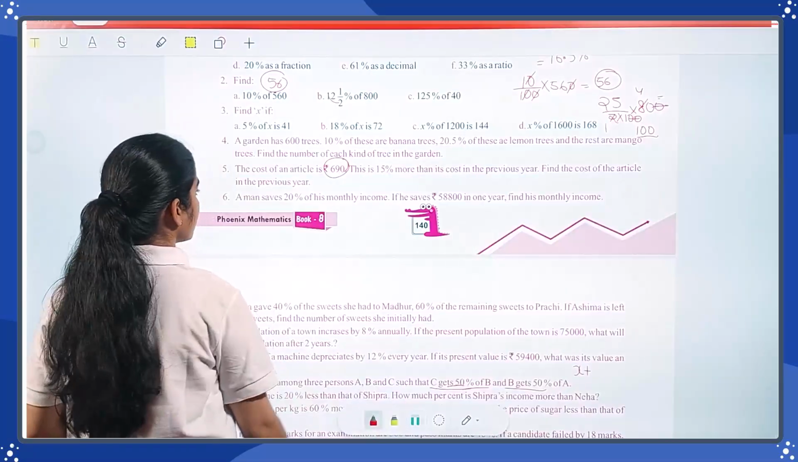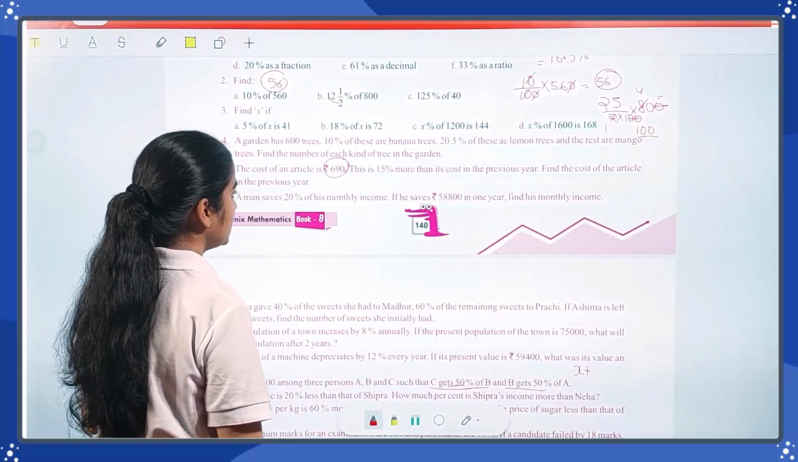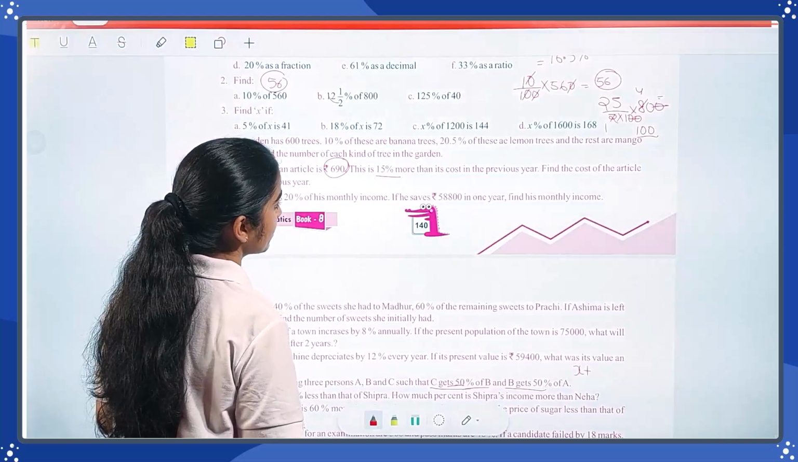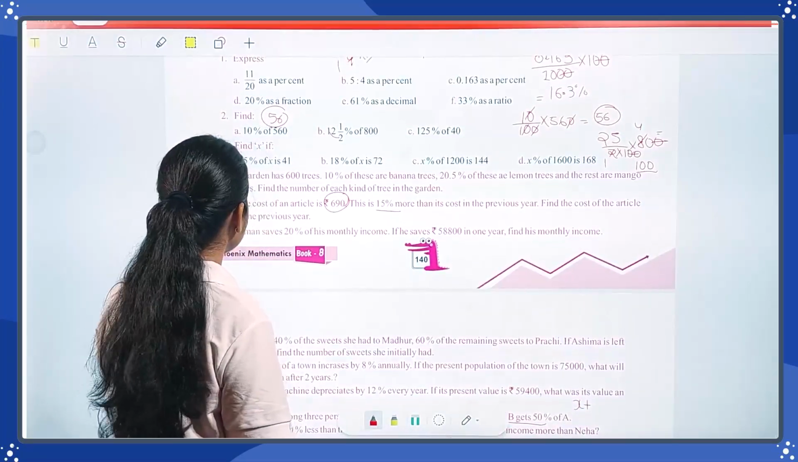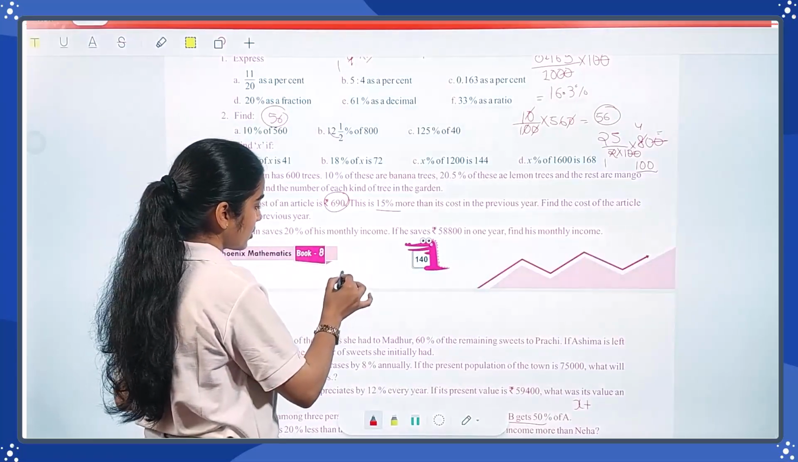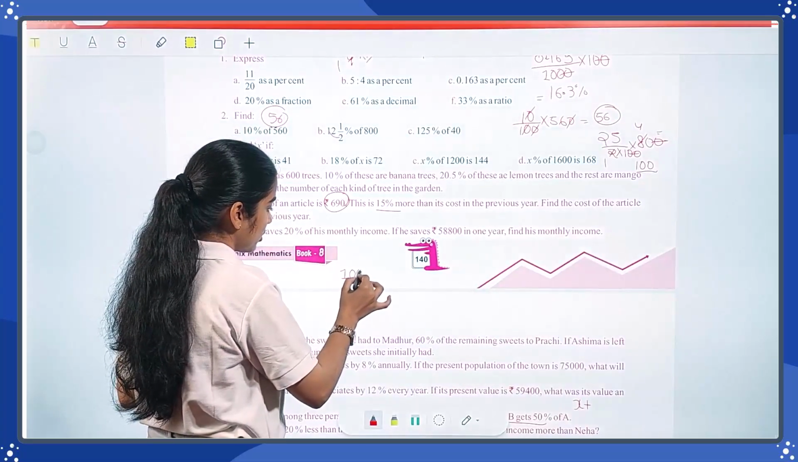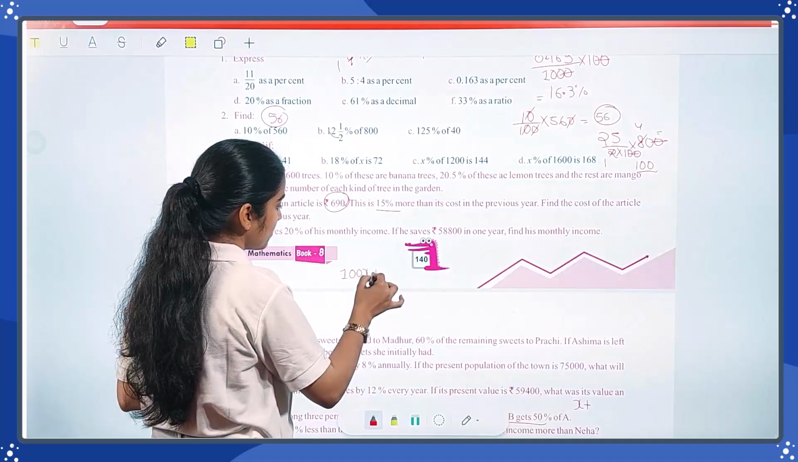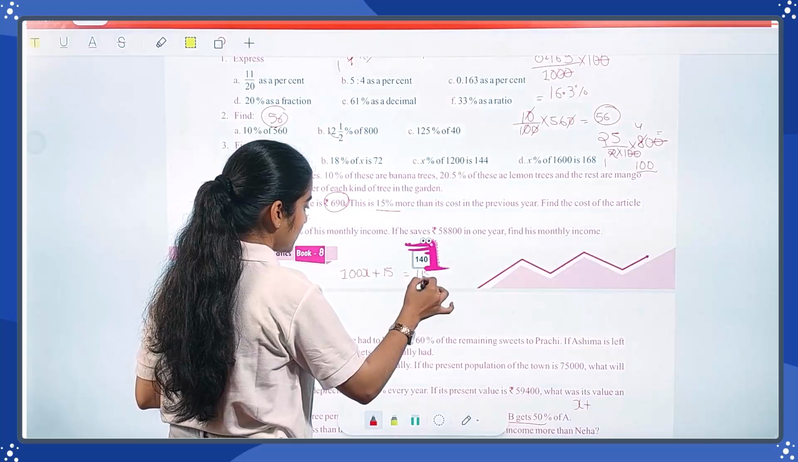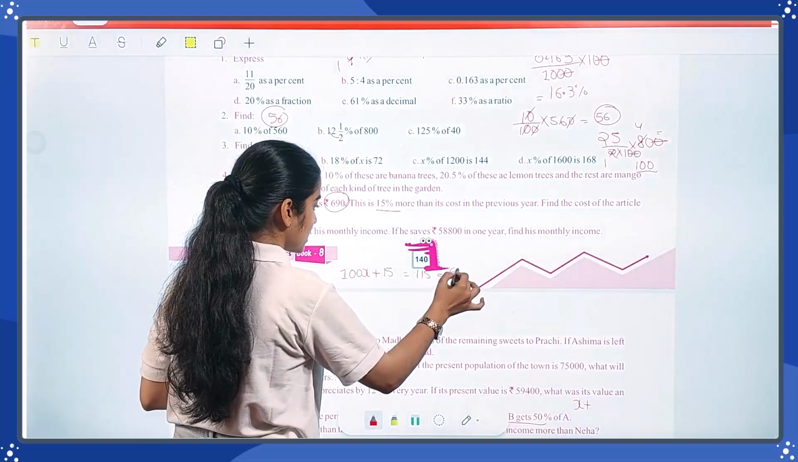Now the cost of an article is 690. This is 15% more than its cost in the previous year. Find the cost of the article in the previous year. So if I take the previous year's cost, that is 100. Now it is 15% more, which means 115%, that is equal to 690.